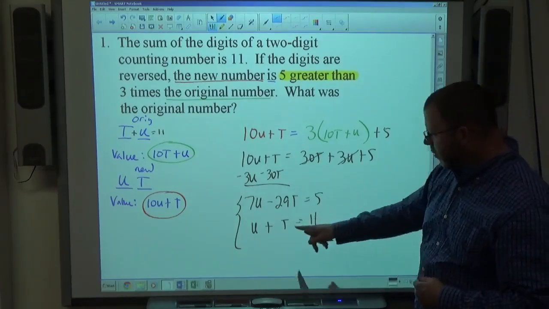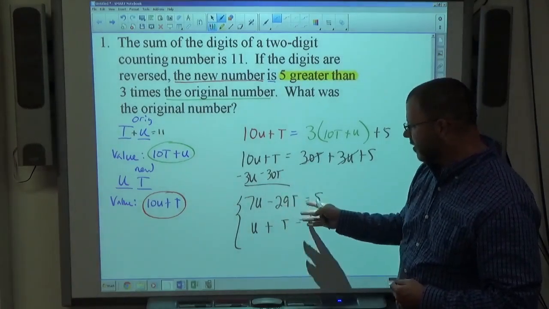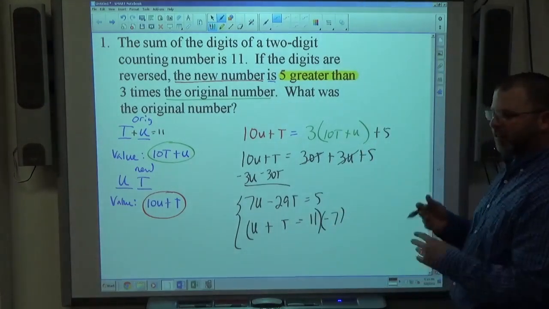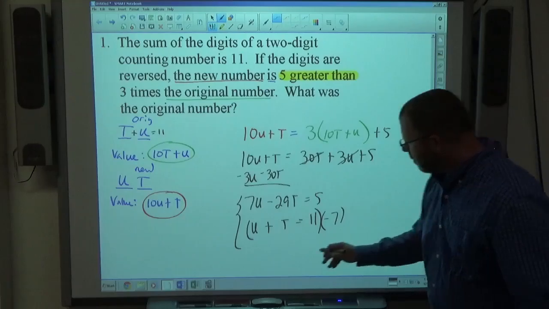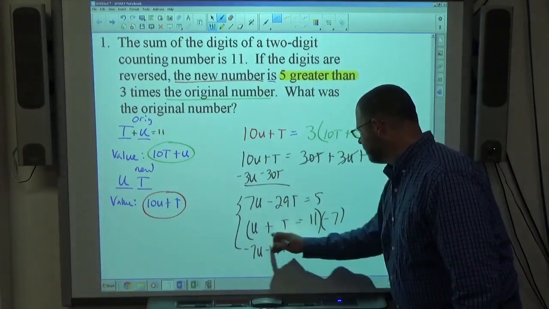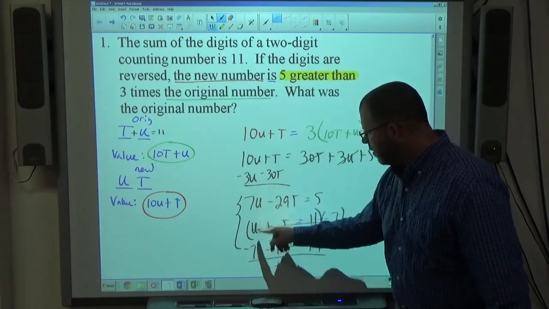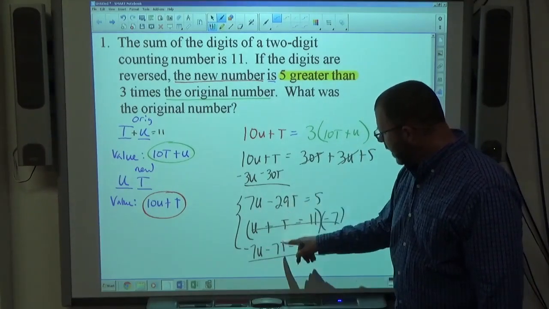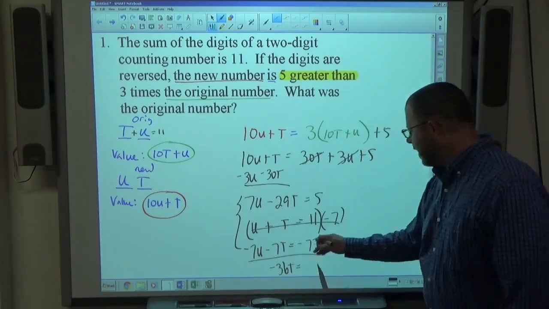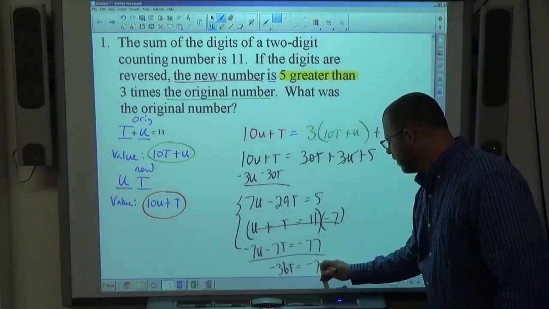Elimination works. I typically would multiply by 29 because of opposite signs, but I think multiplying by negative 7 is easier here. I usually don't like to multiply by negatives if I can avoid it. I get minus 7u minus 7t is equal to minus 77. 7u minus 7u cancels. Negative 29 minus 7 is negative 36t. And negative 77 plus 5 is negative 72.